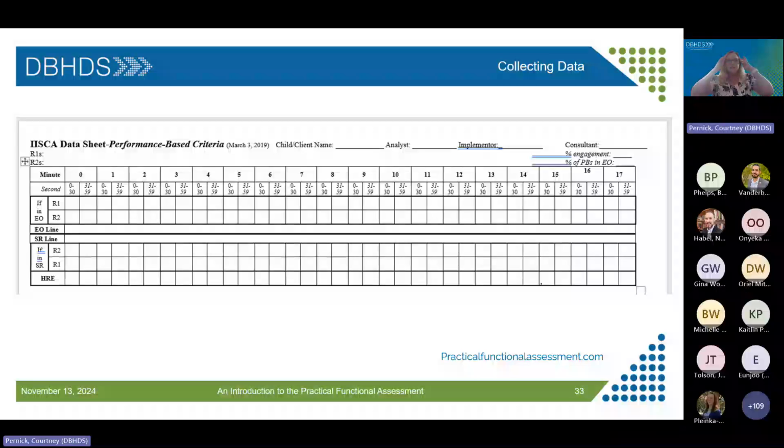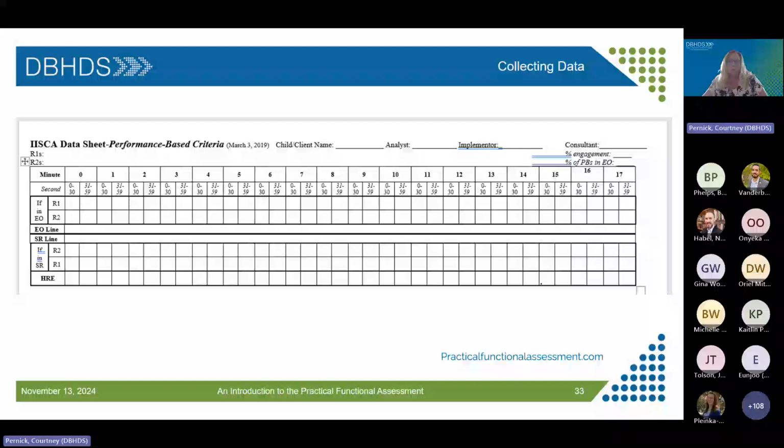Okay, here is an example of a data sheet. This is the data sheet that was pulled from the Practical Functional Assessment.com website. If you can video record your ISCA, it's a lot easier, and then you can collect and track the data afterwards while you're watching the recording. If you can't record it, I highly recommend having a second person with you during the ISCA, so one person can collect the data while the other person runs the analysis.